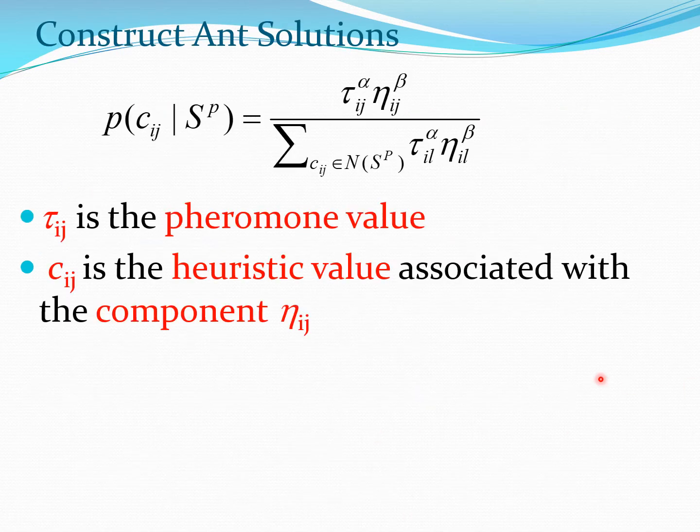So to look at this construct ant solution probability more closely, we see that in each of these cases, tau ij is the pheromone value, and then eta ij is the heuristic value associated with the component Cij.